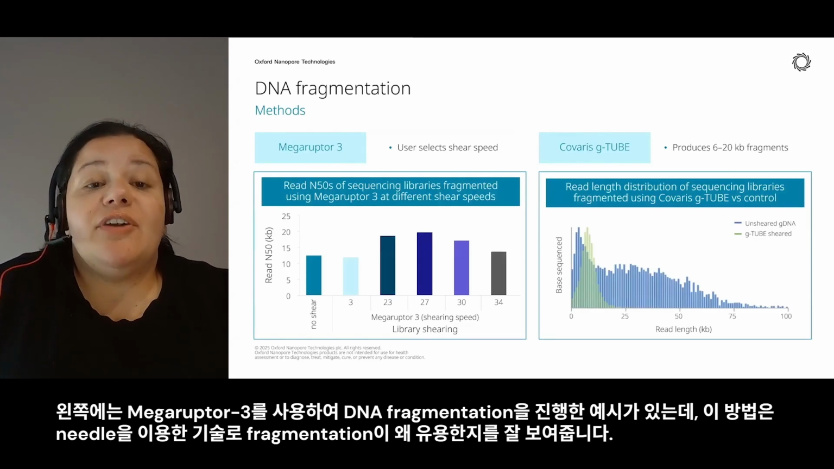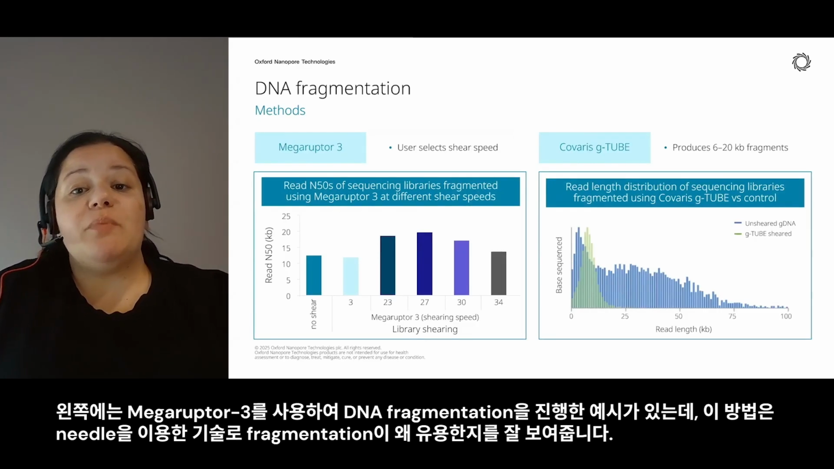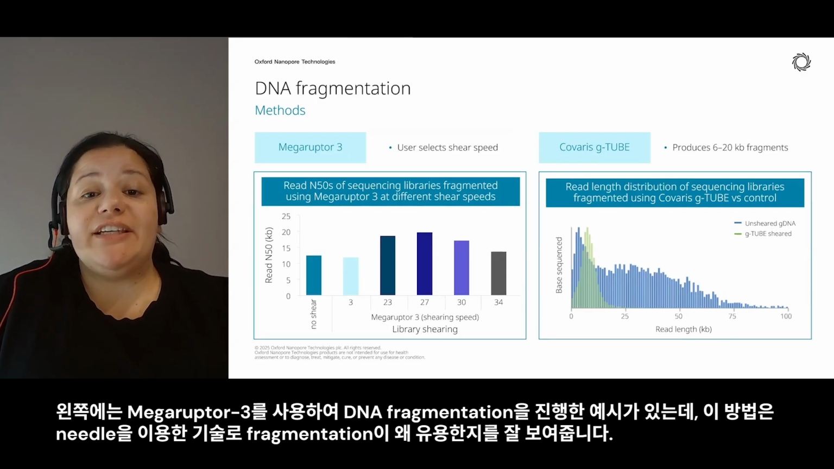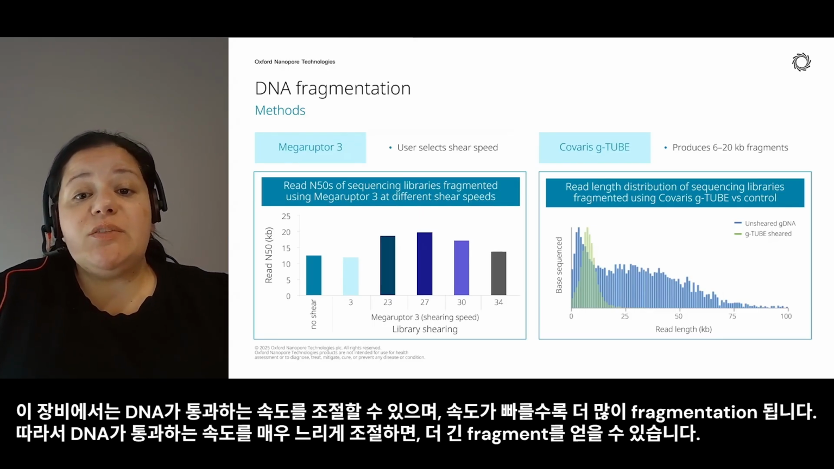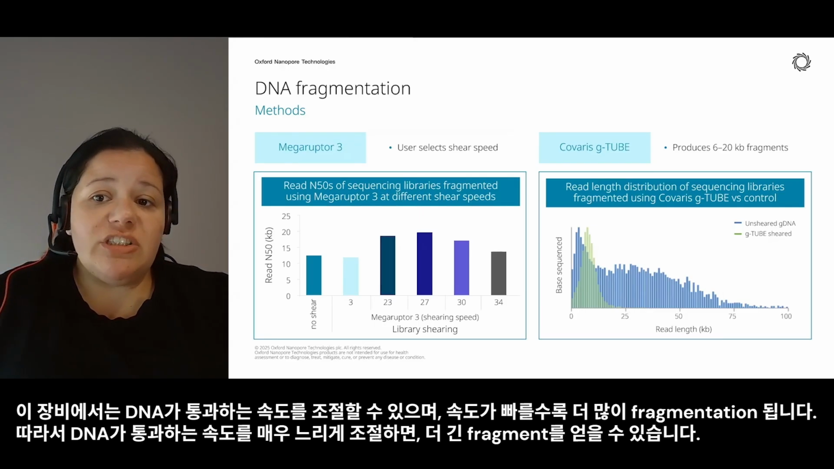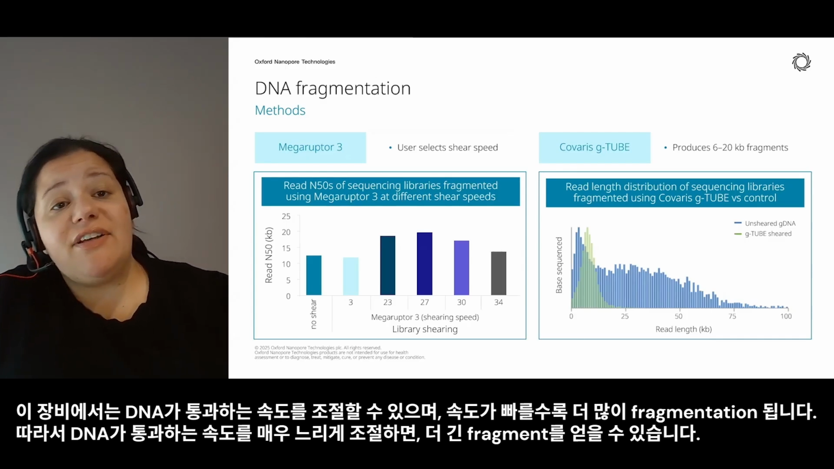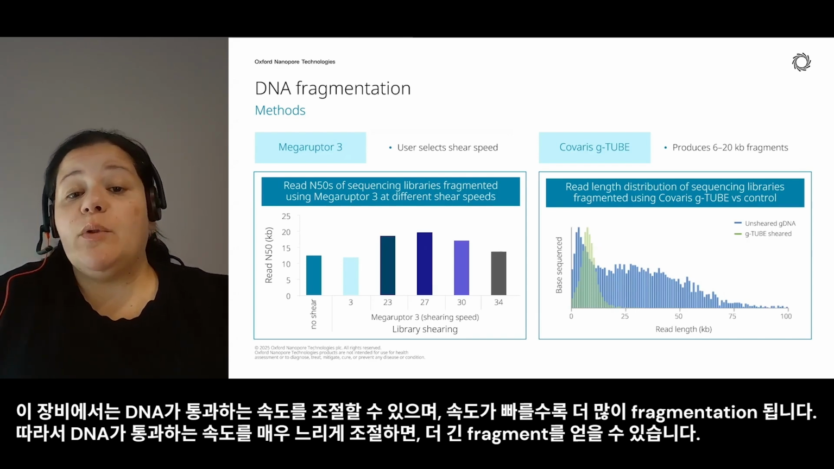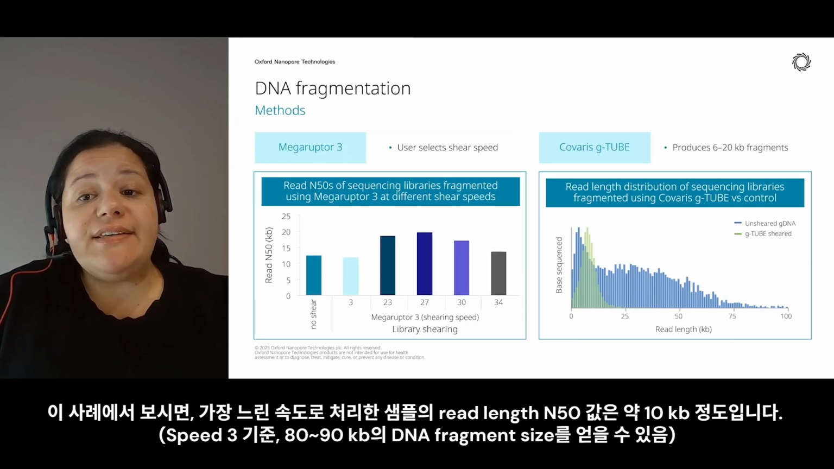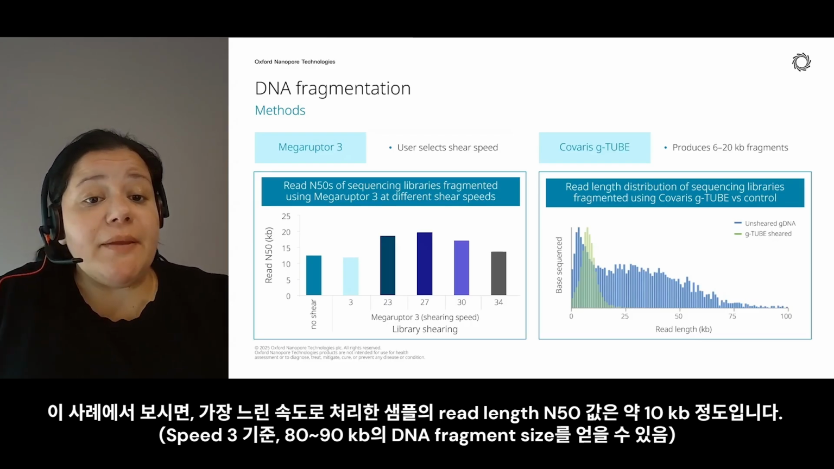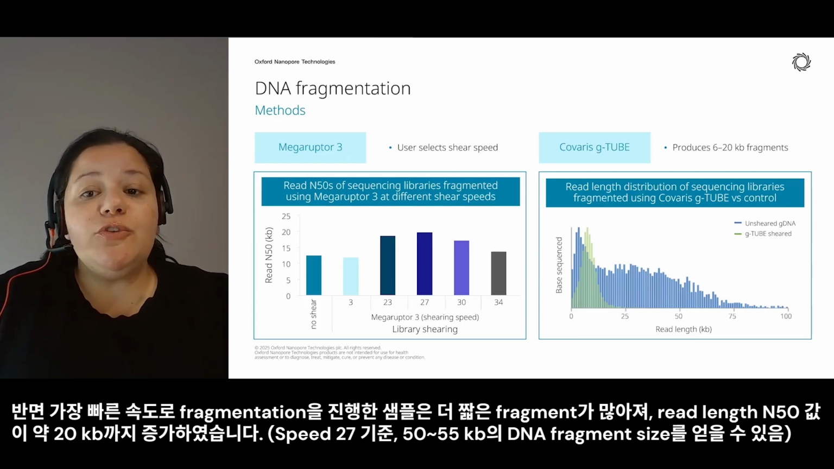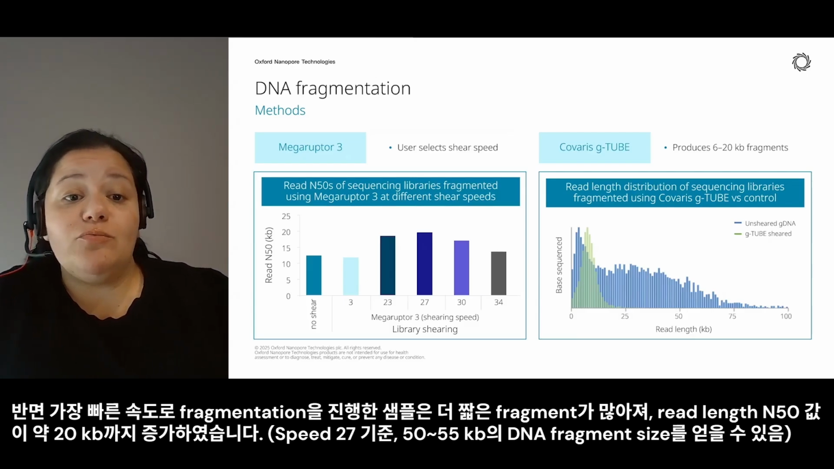Now let's talk about DNA fragmentation methods. On the left, we used the Megaruptor, which is a needle-based technique. And this is a good example of why fragmentation can be useful. With this method, you can choose the speed at which you want the DNA to pass through, and the faster it goes through, the more it shears. So while the unsheared sample and the sample sheared at speed 3, so really slow, produce really long fragments, you can see here that the read length N50 is about 10 kb, while the samples sheared at the highest speeds to produce shorter fragments produce read length N50s up to 20 kb.